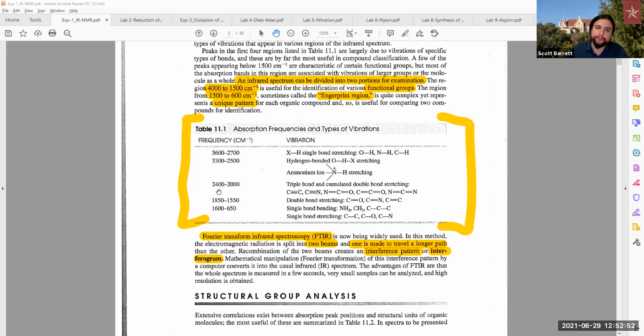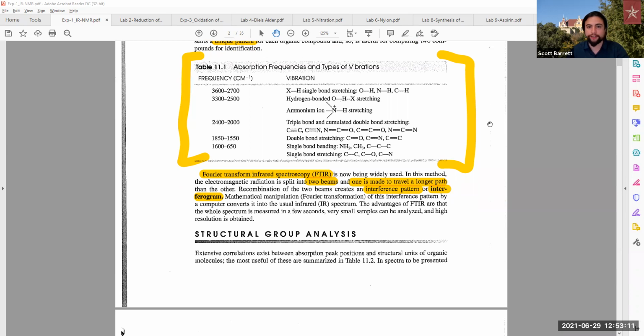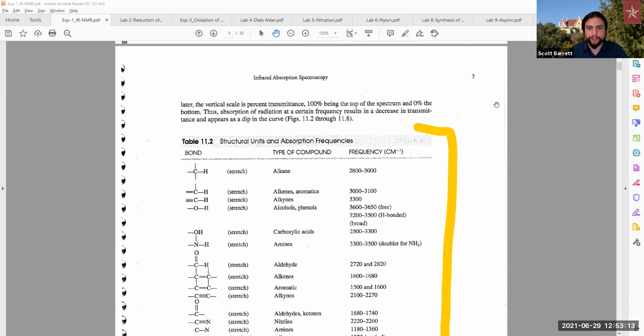Especially within the 1850 to 1550 region, it is important for you to know the difference between the aldehyde, the ketone, and the carboxylic acid. Those carbonyls are very different in numbers, and we'll be seeing that as we go down further. I'm not going to be going too deep into the action of taking IR spectroscopy, and if you need a more in-depth review of that, make sure to watch the video I had posted before.